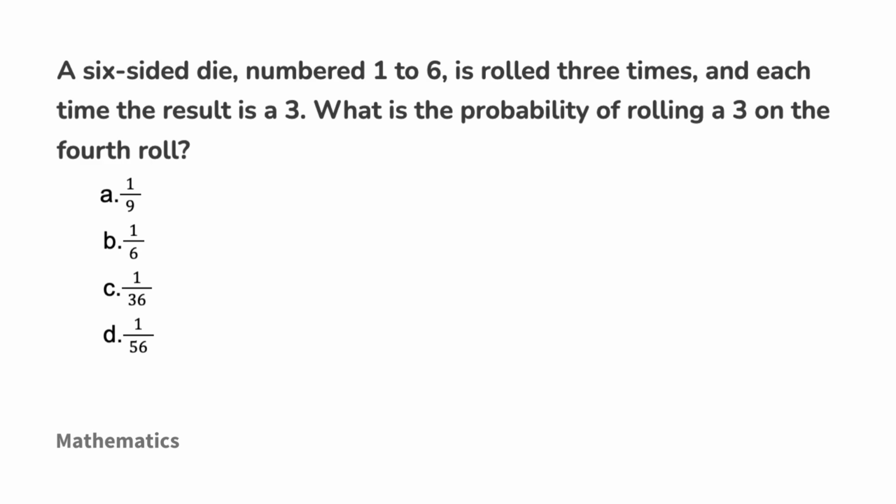Moving on, a six-sided die numbered 1 through 6 is rolled 3 times, and each time the result is a 3. What is the probability of rolling a 3 on the 4th roll? Pause the video, check your understanding and ability to answer, and come back for the solution.